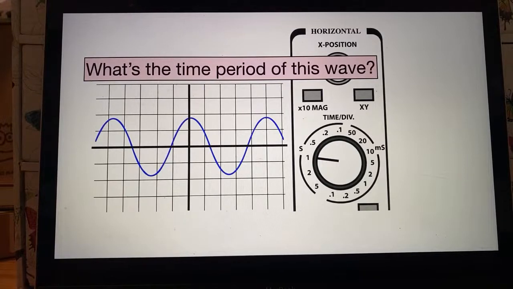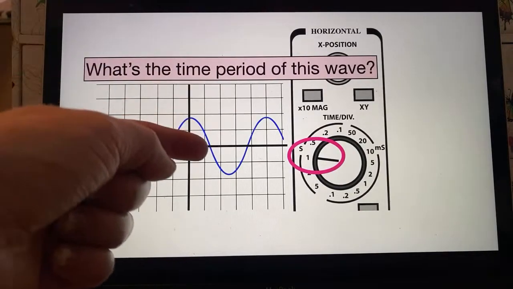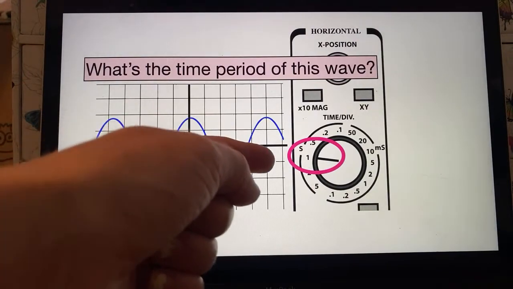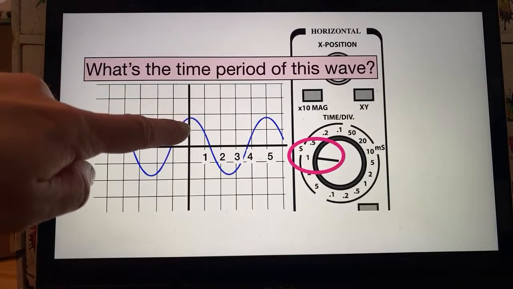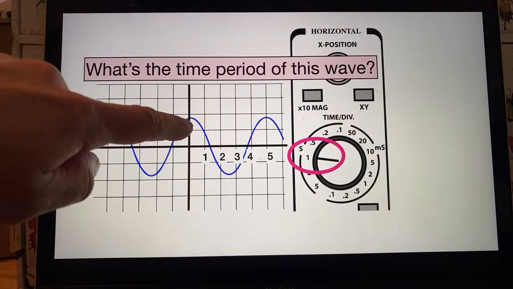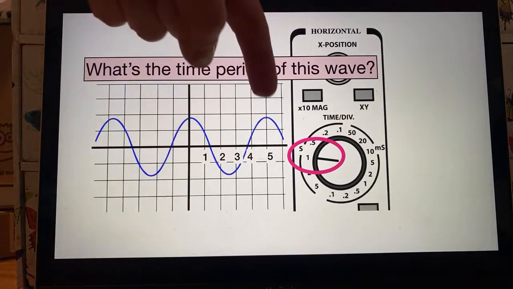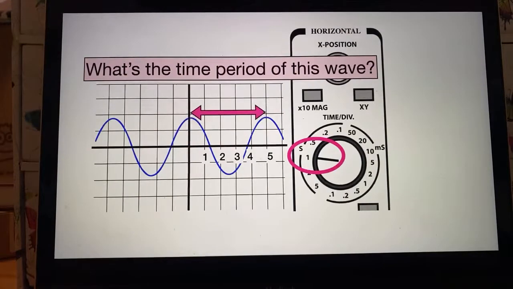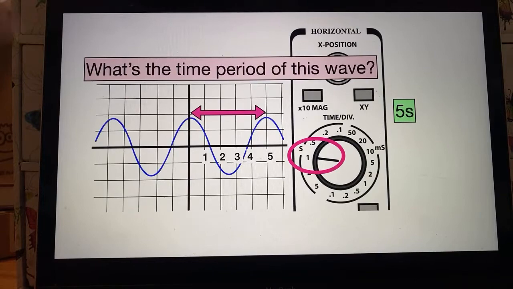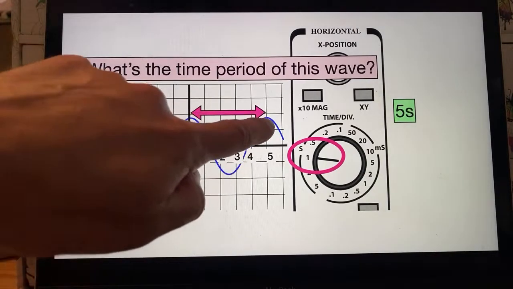Well, let's have a look. It's on 1 second per division. So each of those little dividing lines represents 1 second. So we could label them in our heads to make things easier. So that wave is going, we measure wavelength from peak to peak here. So the peak comes back after 5 seconds. So the answer is 5 seconds. Is that okay? It took 5 seconds for that wave to complete one full wave cycle.